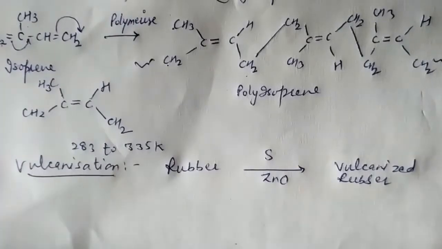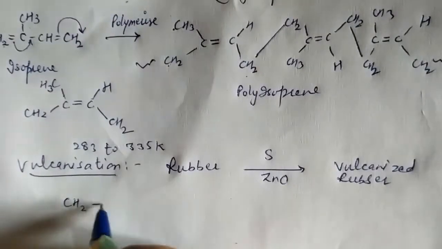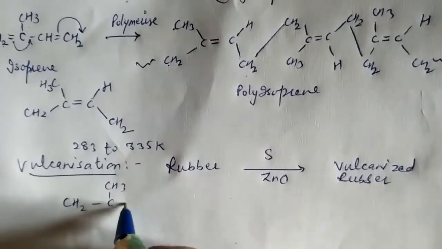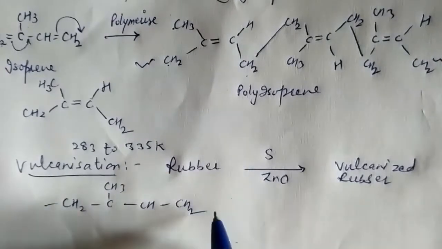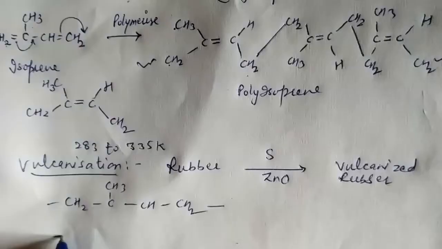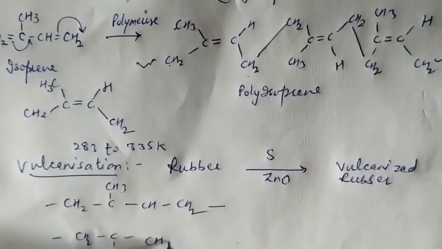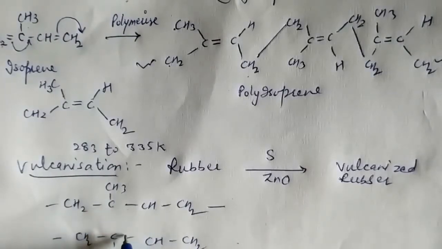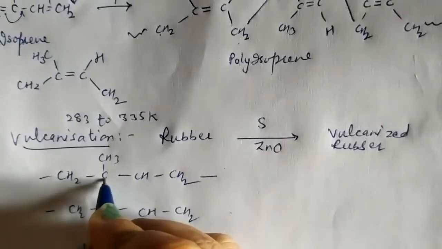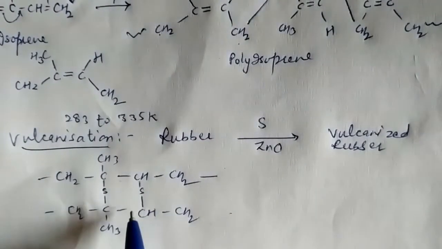See how this will be added. This is the first molecule: CH2, C, CH3, CH, CH2. Now this can be polymerized on both sides, and this is another chain: CH2, C, CH3, CH, CH2. Earlier there was a double bond here, and also here. Now instead of the double bond, I have connected them through this sulfur linkage. So here sulfur has been added at the double bond.